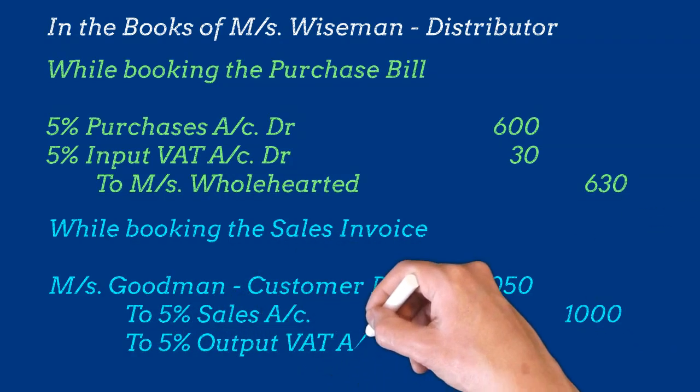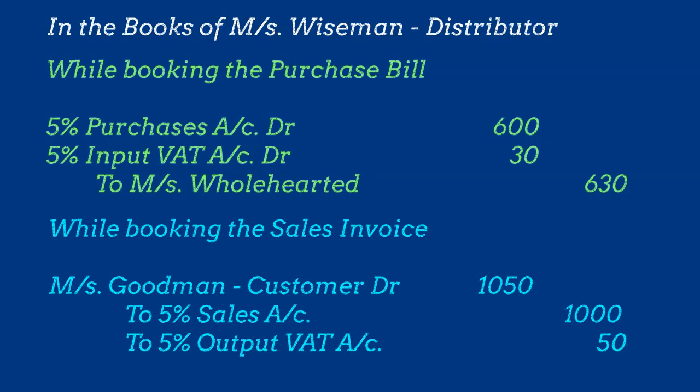While booking the sales invoice, we will be debiting the customer Messrs. Goodman with the total amount due from him, 1050, which is 1000 sale value plus 5% VAT of 1000, that is 50. We will be crediting the sales account with the sale value of 1000 and output VAT with 5% of 1000, that is 50, to show the VAT receivable from the customer.